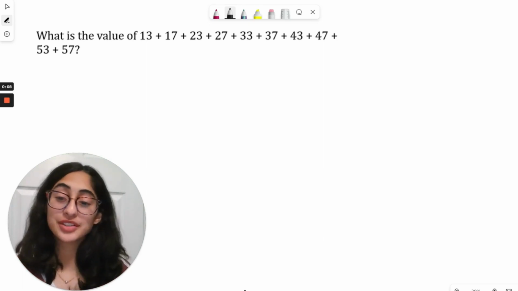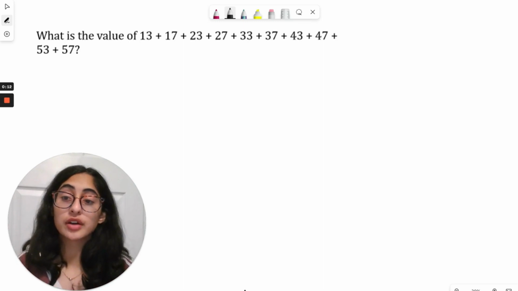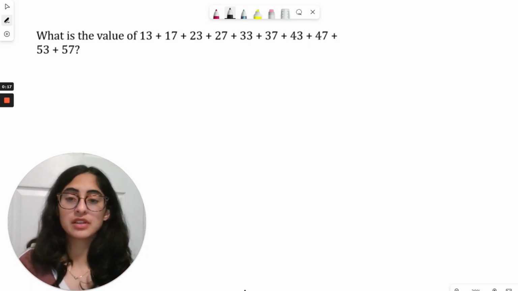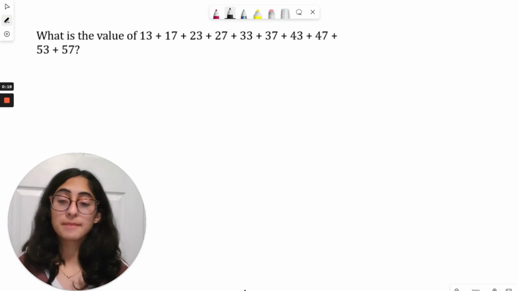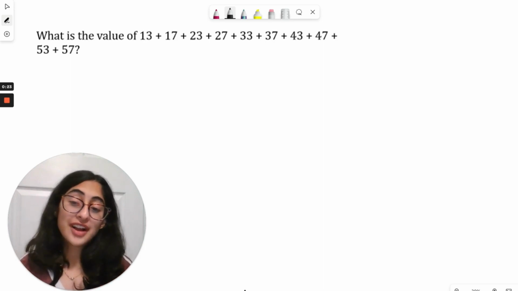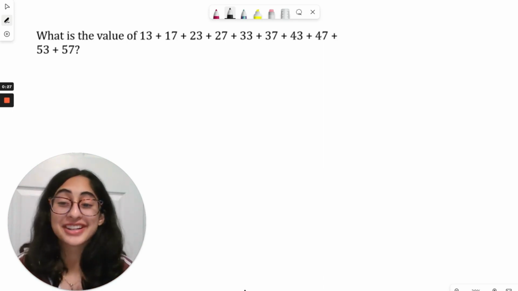Hi, so this is the first question in the Math Counts Week 5 handout, and it asks for the value of that entire sum. Some of your first instincts might be to just add all this up. But we can actually think about it a little bit more systematically and find a more efficient way to solve this problem, one that's less prone to error than adding them up would be.